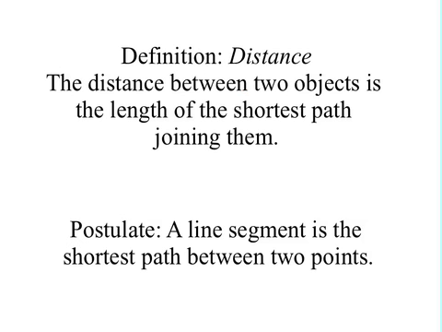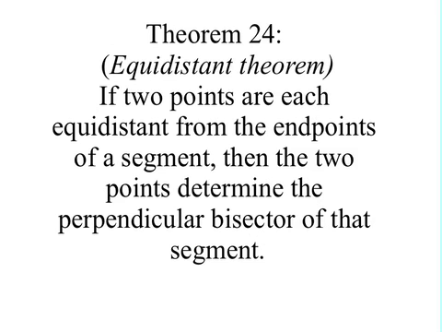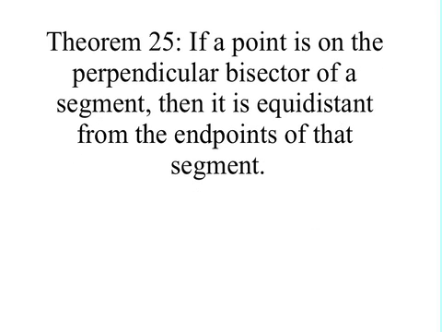In this lesson, we looked at the definition of distance. The distance between two objects is the length of the shortest path joining them, and a postulate that comes from that definition: a line segment is the shortest path between 2 points. We also looked at the definition of equidistant. If 2 points A and B are the same distance from a third point C, then C is said to be equidistant from points A and B. And then the equidistant theorem. If 2 points are each equidistant from the endpoints of a segment, then the 2 points determine the perpendicular bisector of that segment. And finally, a related theorem. If a point is on the perpendicular bisector of a segment, then it is equidistant from the endpoints of that segment.